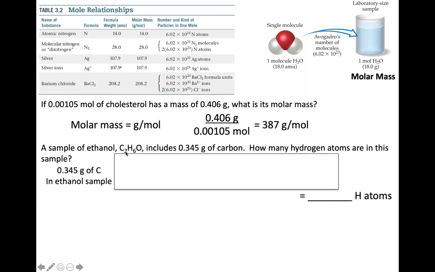Now this next one right here, it's more complex than just 2 out of 3. It says a sample of ethanol, and it gives the formula there, includes a certain amount of carbon. How many hydrogen atoms are in this? This is not a simple, you've got 2 out of 3. This is an example involving dimensional analysis. So I'm going to start out with what I know, how many grams of carbon are in the ethanol sample, and I want to finish with how many hydrogen atoms.